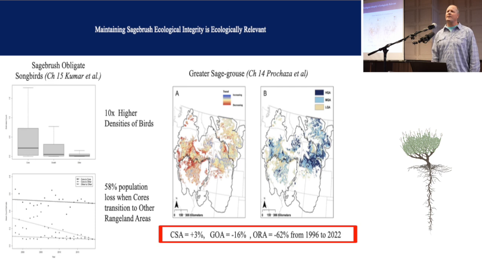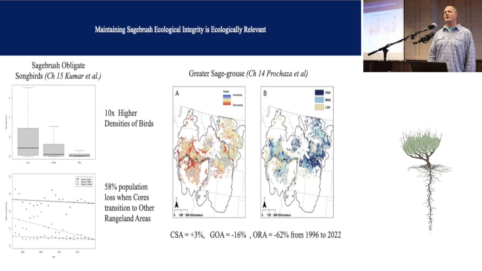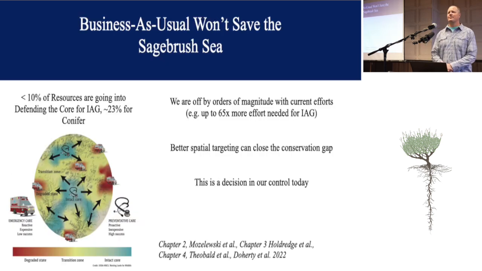Those growth opportunity areas, the light blue, 16% declines. Other rangeland areas, 62%. Sagebrush obligate songbirds, same deal. 10 times higher density in those dark blue areas compared to the tan areas. And if you go from a dark blue area to a tan area, you're talking about a 58% population loss. So what does this all mean? And we have a bunch of chapters in here, and they're all pointing towards business as usual is not going to save the sagebrush sea.